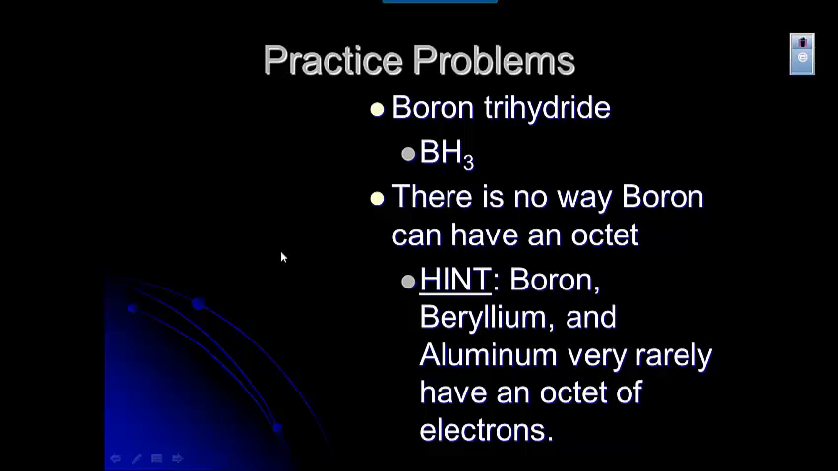So boron can't have an octet. Boron, beryllium, and aluminum, because they are deficient atoms, very rarely have an octet of electrons. See if you can figure out why hydrogen can't be a central atom. All right, let's try another one.